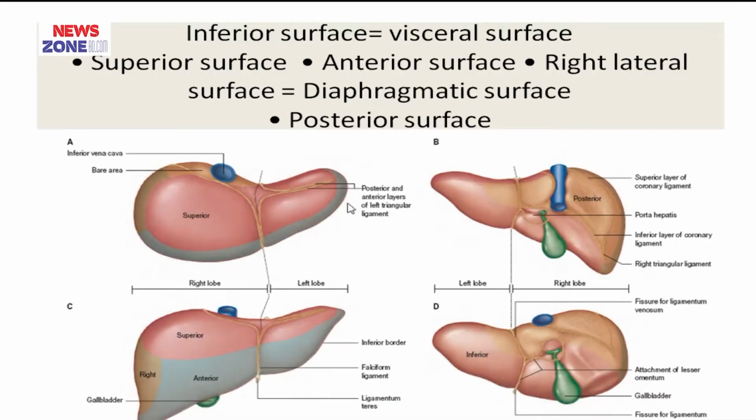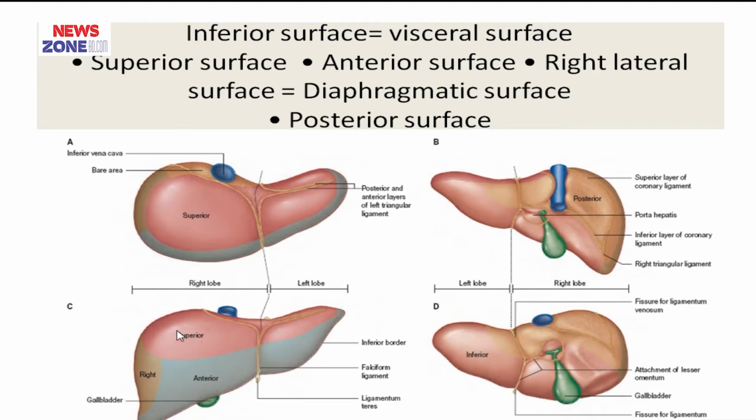Now the surfaces, there are some relations and impressions present. So, the surfaces of the liver and their impressions and relations. In the figure, this is the left side, the right side and the inferior surface. This is the inferior surface. It is identified by the presence of the gallbladder, because the fossa for the gallbladder is present. This inferior surface is also known as the visceral surface, because a lot of viscera are related there and their impressions are also present there.